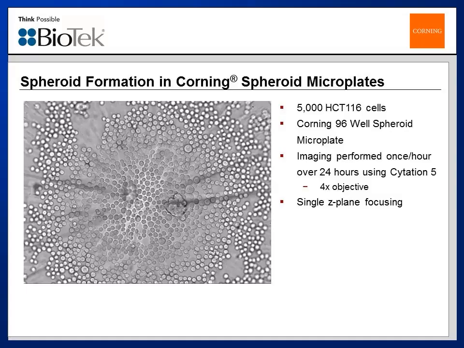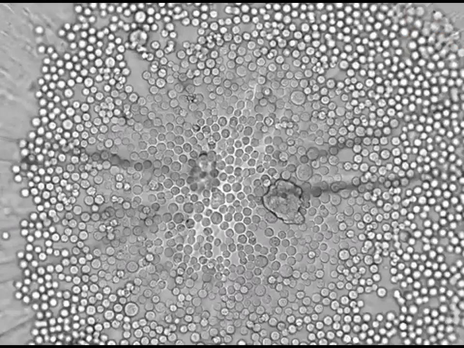This slide and then the video that I'm going to show next demonstrates how spheroid formation can easily be tracked in the wells of the spheroid microplate using the Citation 5. This is an example where 5,000 HCT116 cells were added to one of the wells of the spheroid microplate that I just mentioned, and then imaging was performed once per hour over 24 hours using the Citation 5 with a 4x objective. And here I'll start the video.